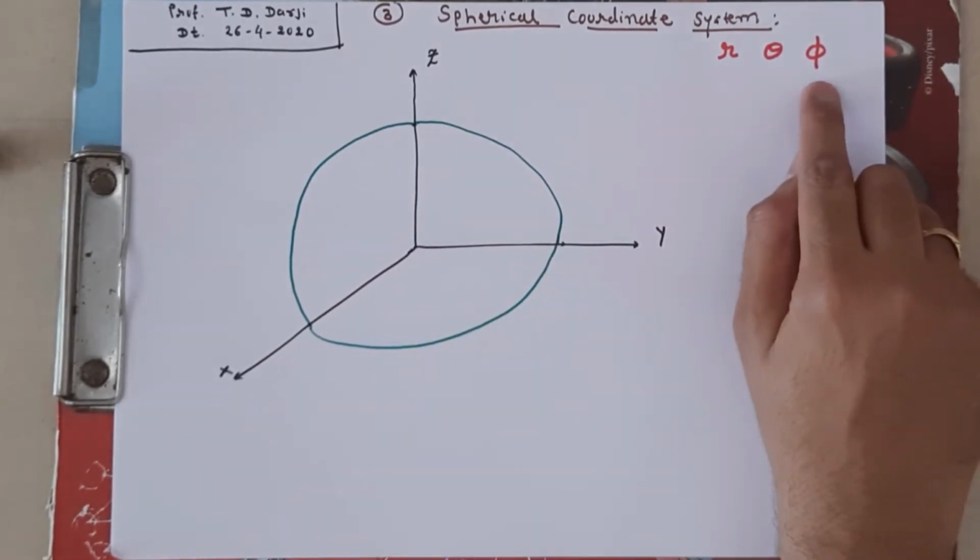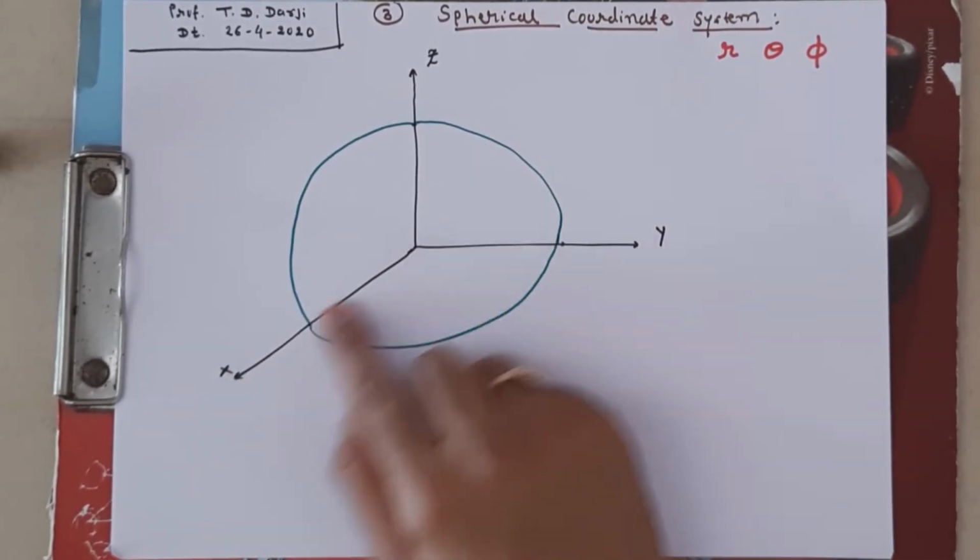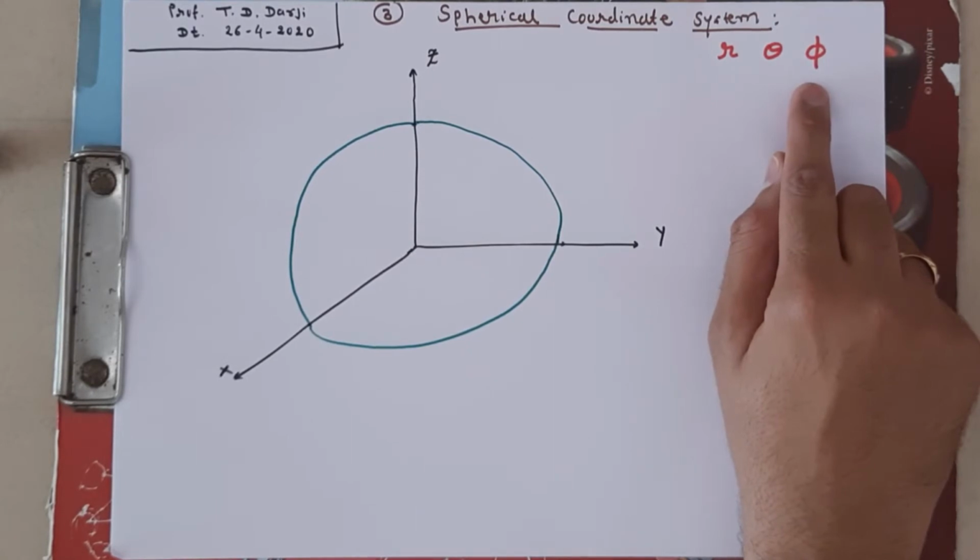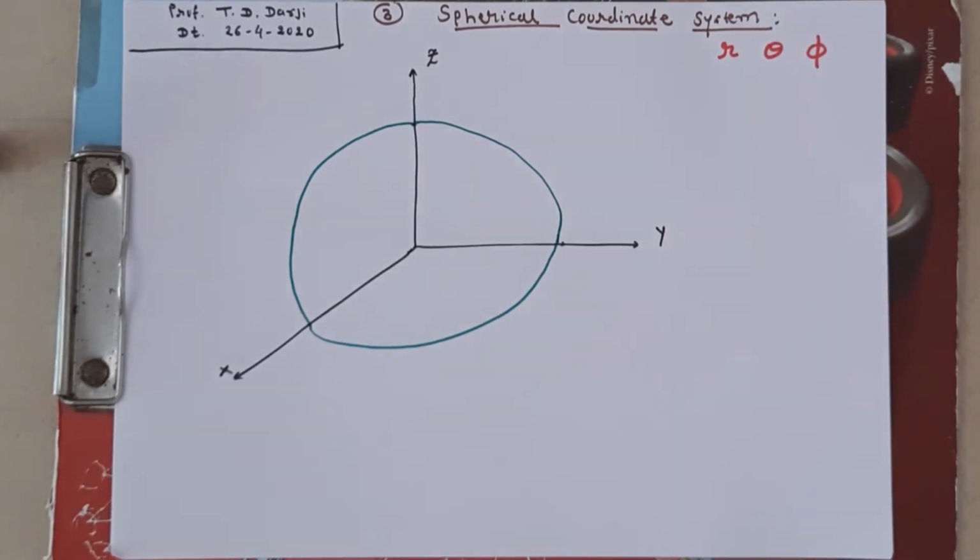Okay, and what is phi? Phi is the angle between the line passing through our desired point with respect to the x-axis. It is known as phi. Okay, now the most important thing is, suppose I have to cut my sphere from different portions.